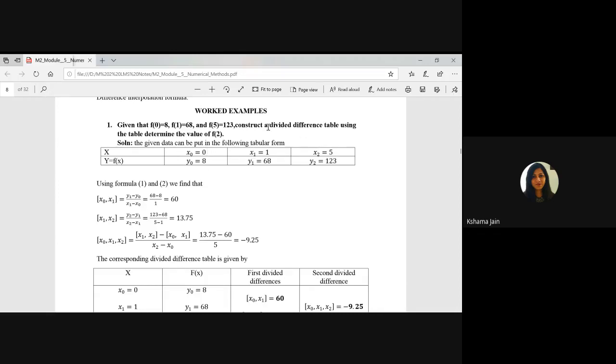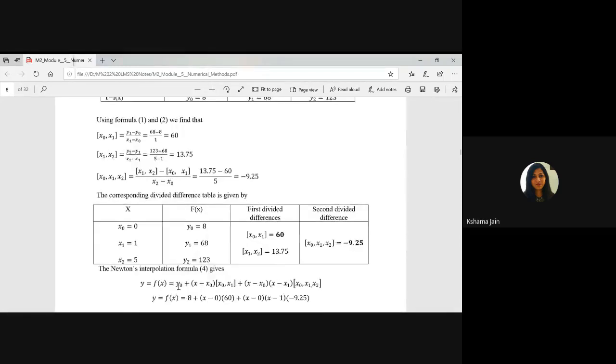Okay. Construct a divided difference table using the table, and determine the value of f(2). So your work is to find f(2). How to find that? If you remember, for equal intervals we were finding the differences, simple differences. Okay, first difference, second difference, by subtracting y1 minus y0, y2 minus y1. But here we need to find y1 minus y0 divided by x1 minus x0, the divided difference formula.